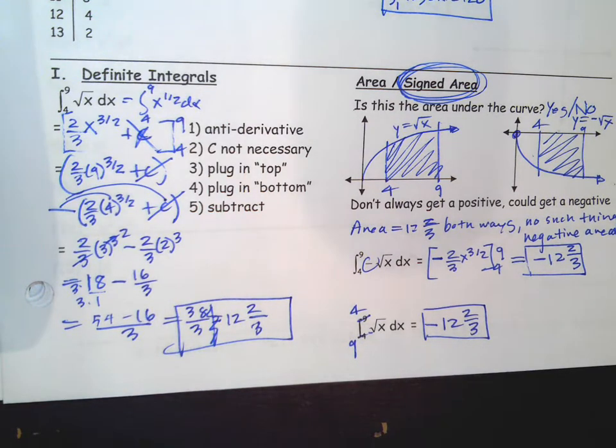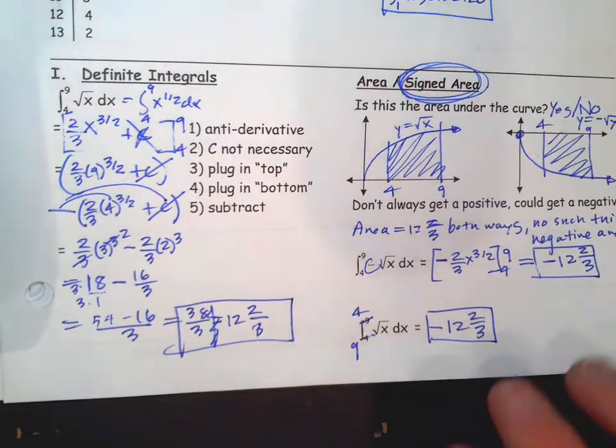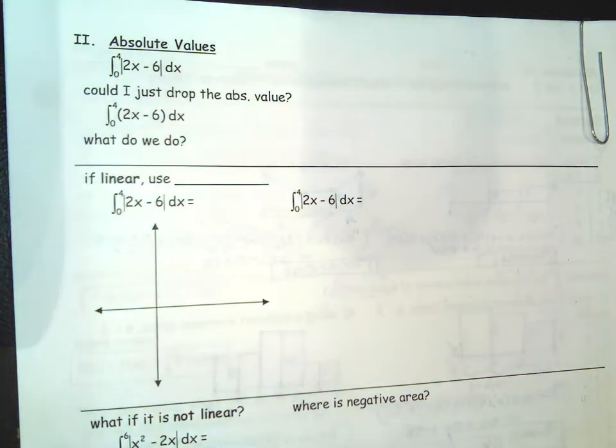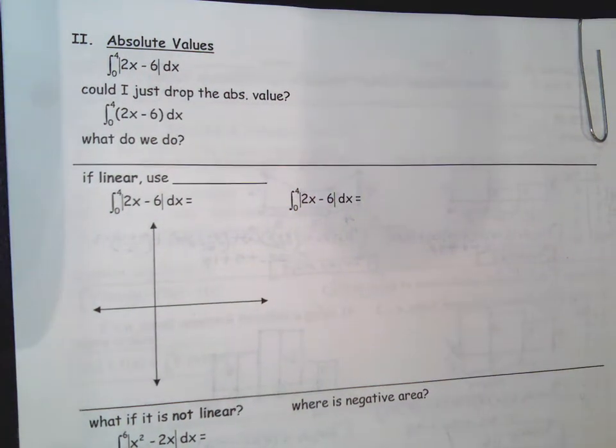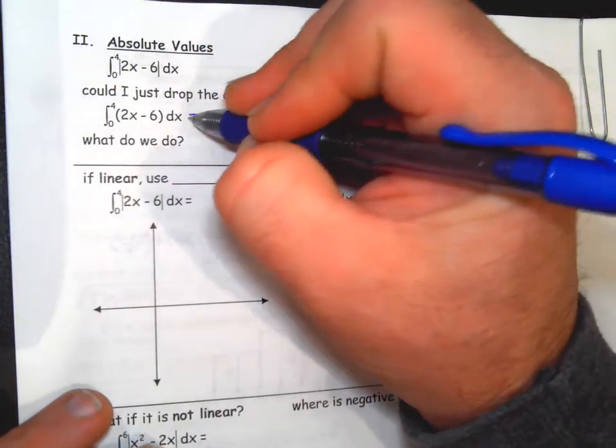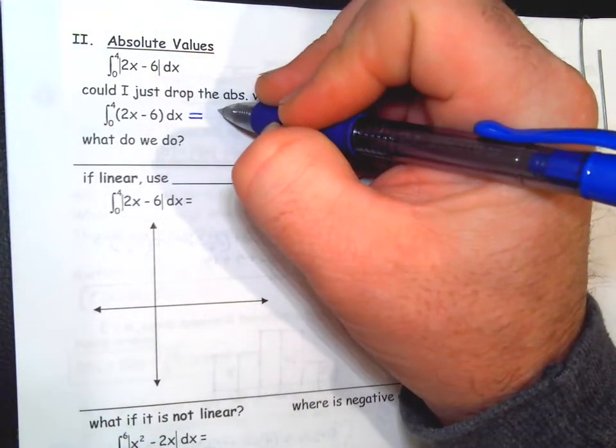All right, let's talk about something new. It's challenging, and it's going to come up a bit in some other lessons coming up soon. How do we integrate absolute values? Now, generally, how do we deal with absolute values? Could we just drop the absolute values and just integrate it? Let's see what we get real quick.